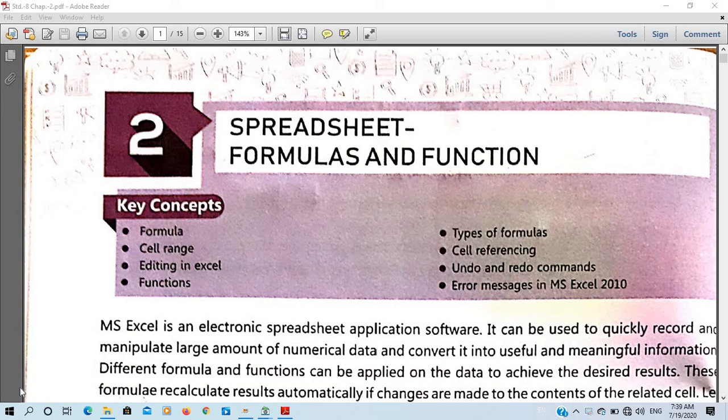So we are reading about spreadsheet formula and function, and today we are going to cover the topics that are formula, cell range, and cell referencing. So we are going to learn these three things. See, this is formula and cell range and cell referencing.